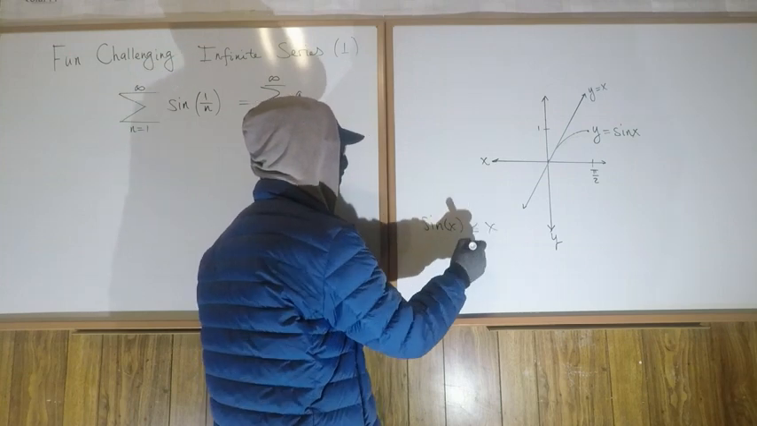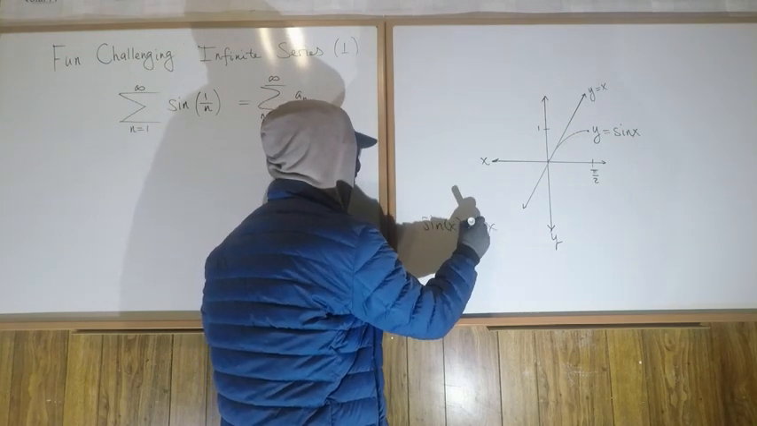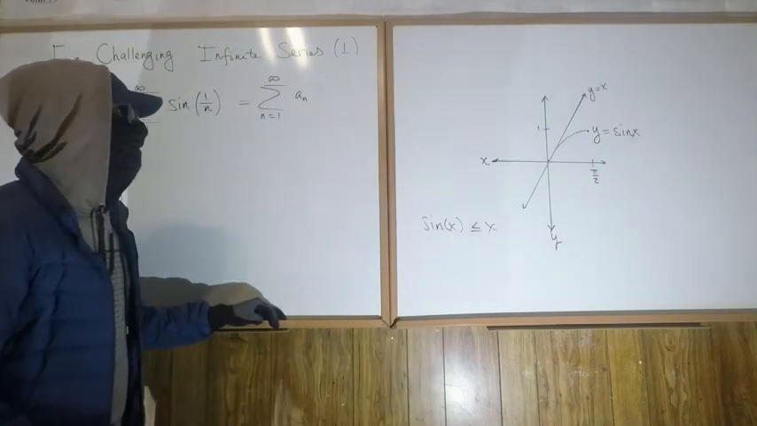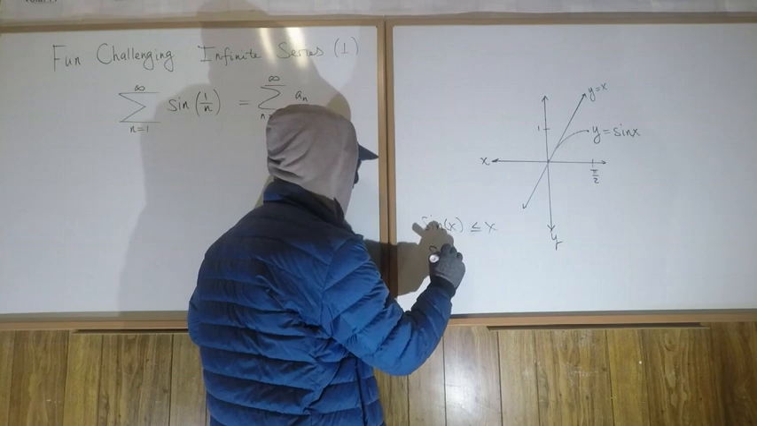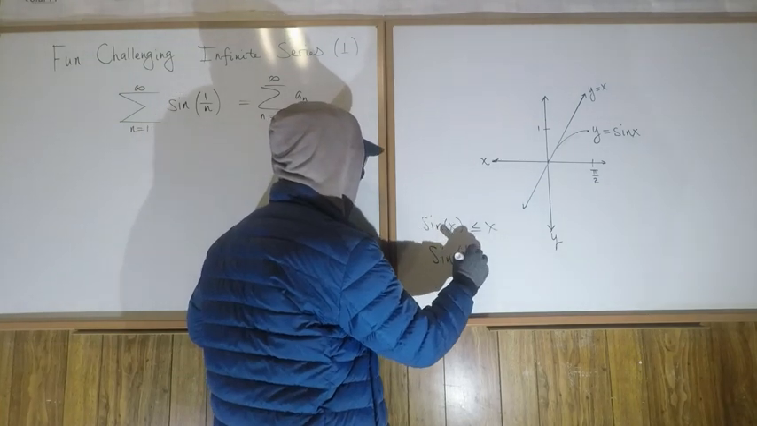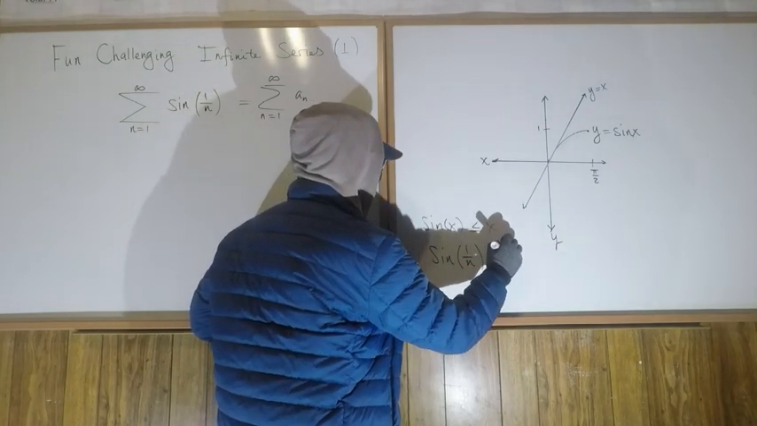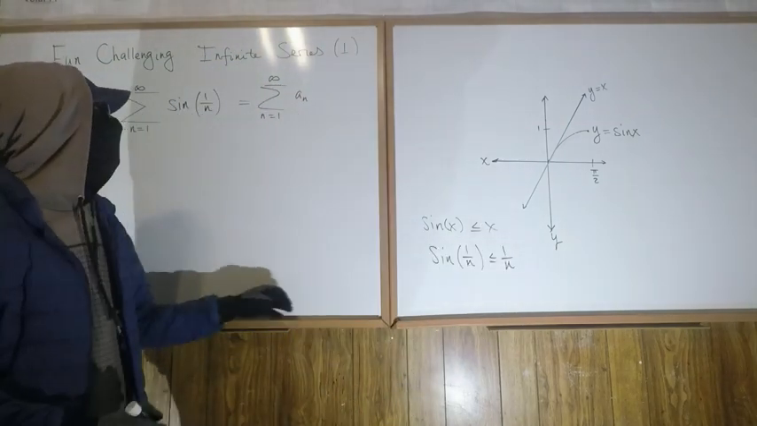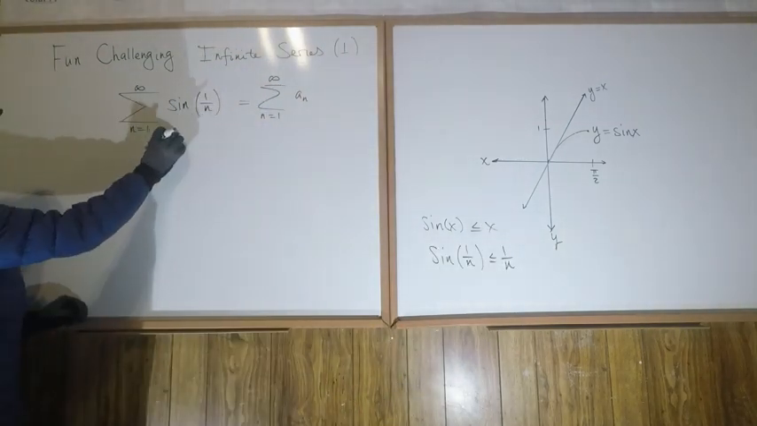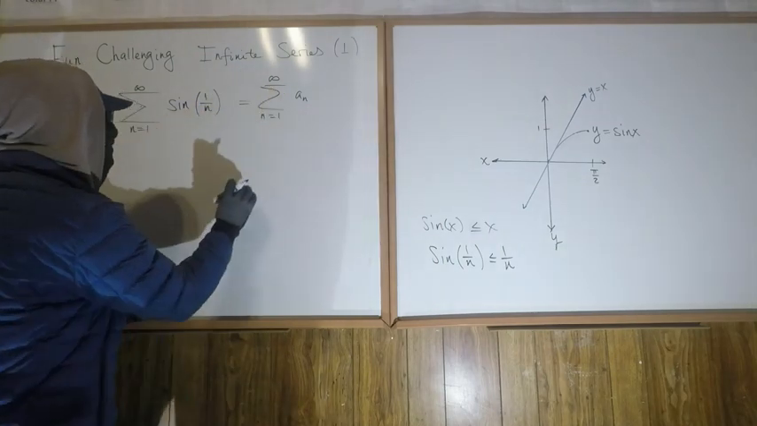I could put a less or equal to right there, right? Okay, cool. And then if I choose x to be 1 over n, look at what this inequality turns into. I'd get sine of 1 over n is less or equal to 1 over n. Great.